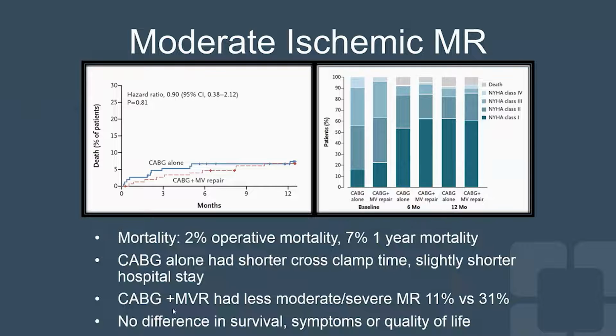And overall, patients who had a CABG and mitral valve repair had less moderate to severe mitral regurgitation at 12 months. It was only about 11% in the mitral valve repair group and up to 31% in the group that had CABG alone. However, if you look at the hard outcomes, whether you repaired the mitral valve or not, there was no difference in survival, symptoms, or the quality of life in these patients. And looking at their NYHA class, there was also no difference between the CABG alone or the mitral valve repair group.